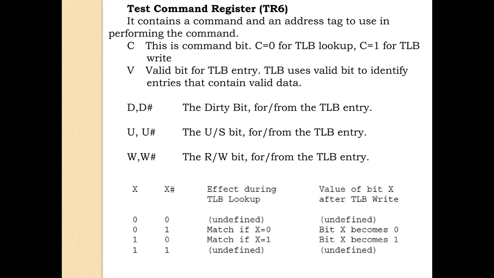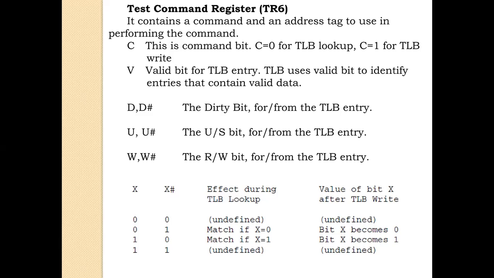The test command register TR6 contains the command and an address tag to use in performing the command. C is the command bit. C is equal to 0 for a TLB lookup. C is equal to 1 for a TLB write.